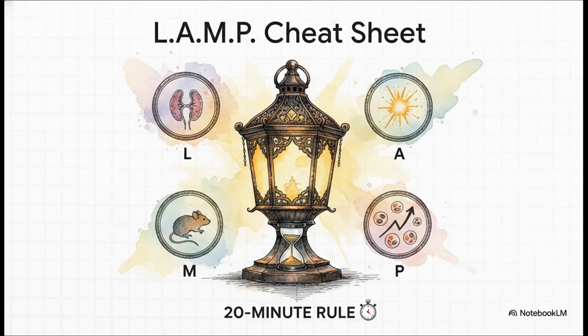to 1.8. Oh, and for some extra credit, do not forget that super strict 20-minute post-sacrifice time limit to measure your ATP. Seriously, memorize this LAMP mnemonic, and you're going to easily recall the target organ, the mechanism, the organism, and the mathematical limit when you're sitting in that exam room.